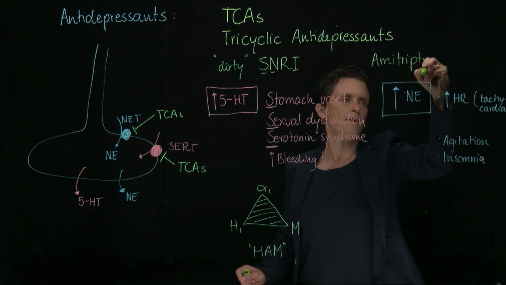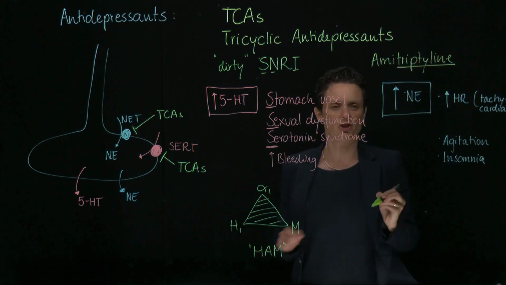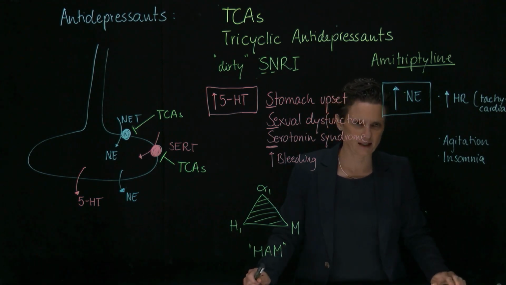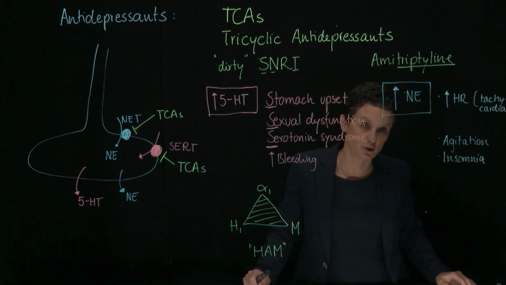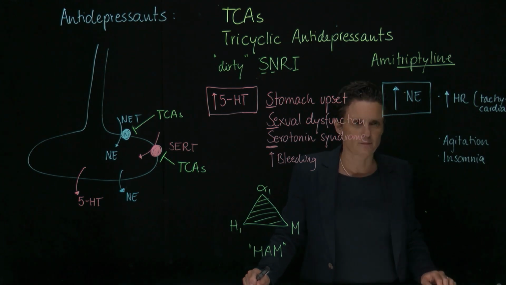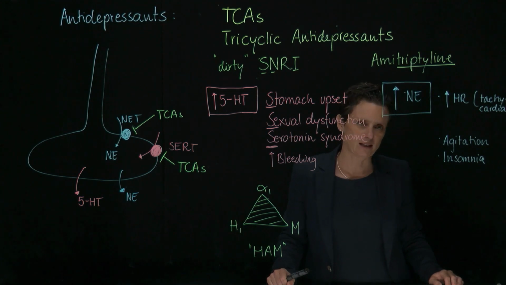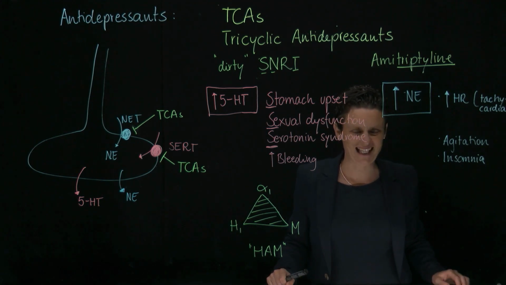amitriptyline. So amitriptyline is generally a good one for the TCAs. There are more triptylines, amitriptyline, nortriptyline. There are also imipramine, desipramine. Pramine is also a good hint. But let's just stick with amitriptyline as a good example for a TCA.